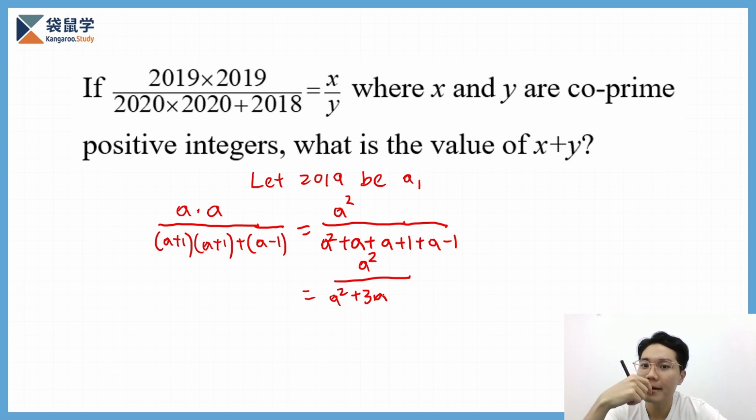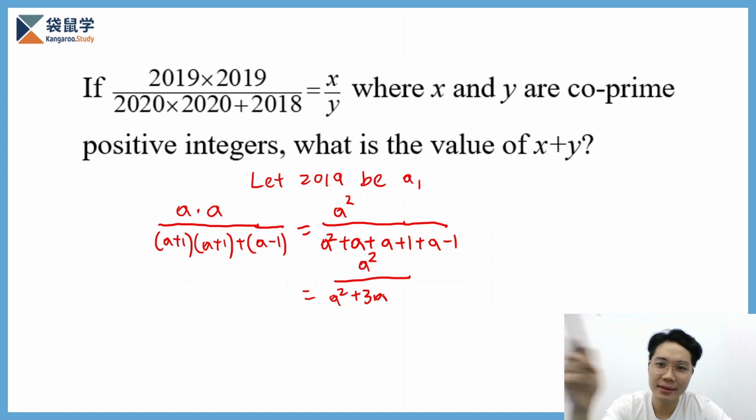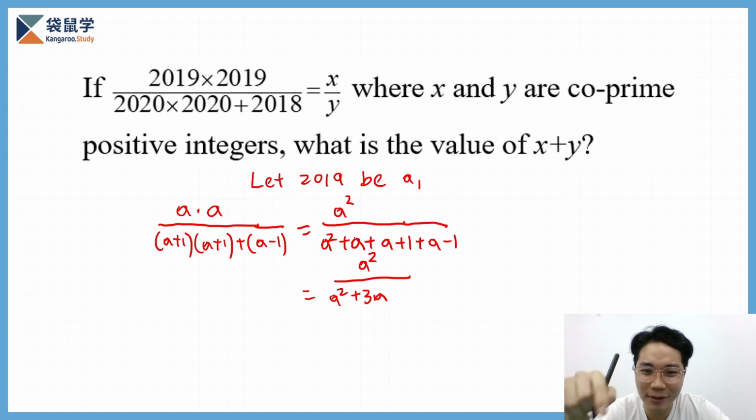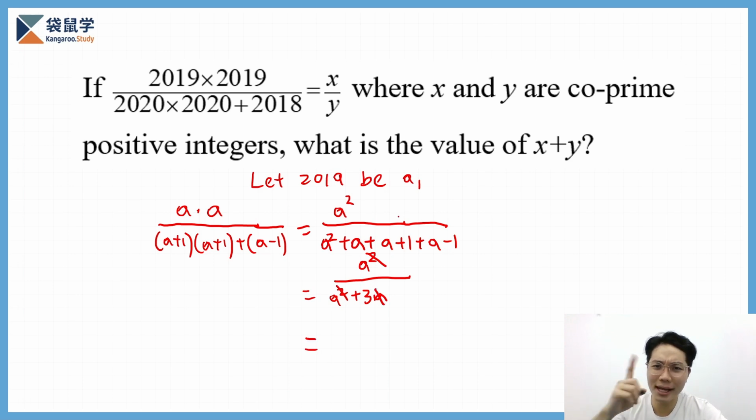Oh, and here, usually we can simplify the fraction, but it might be a bit tricky if it's your first time. But is there anything in common here that we can simplify? Oh, you realize there's an a in every single one of them, right? So we can remove an a. This one, a squared, remove an a, it just becomes a. Similarly, this plus 3a, we remove a, it is simply a plus 3. So what we end up with is a over a plus 3.